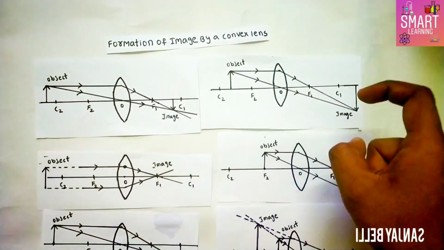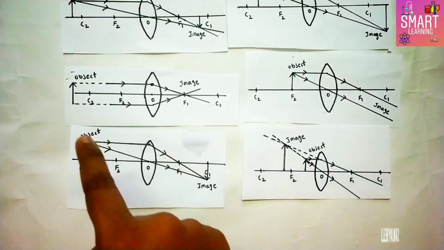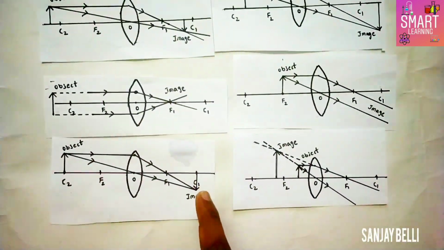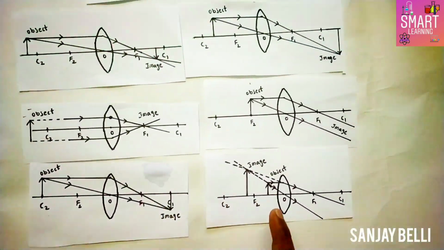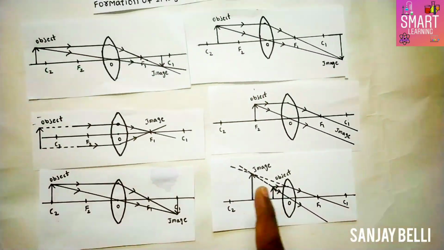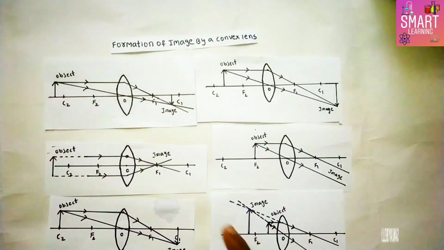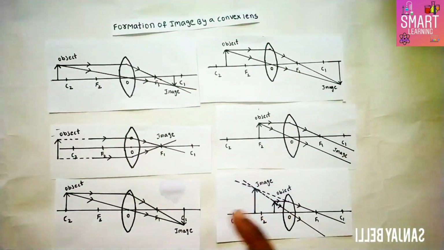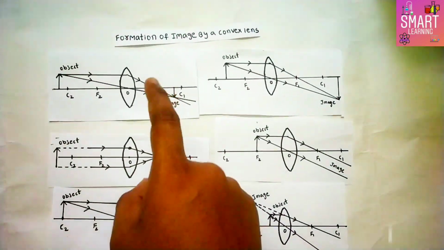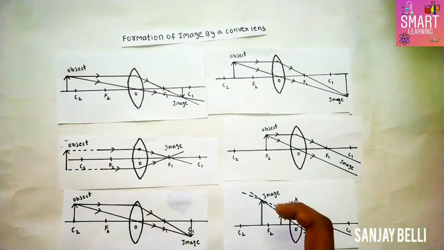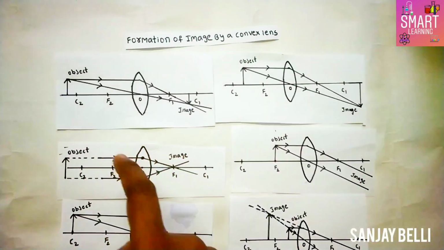Here diminished, enlarged. Here you see the object placed at center of curvature, the image is obtained at center of curvature. Object placed between O and F, the image will be obtained behind the lens. Very easy to remember. 1, 2, 3, 4, 5. In these 5 cases, I used rule 1 and rule 3. Only in this case, I used only rule 1.